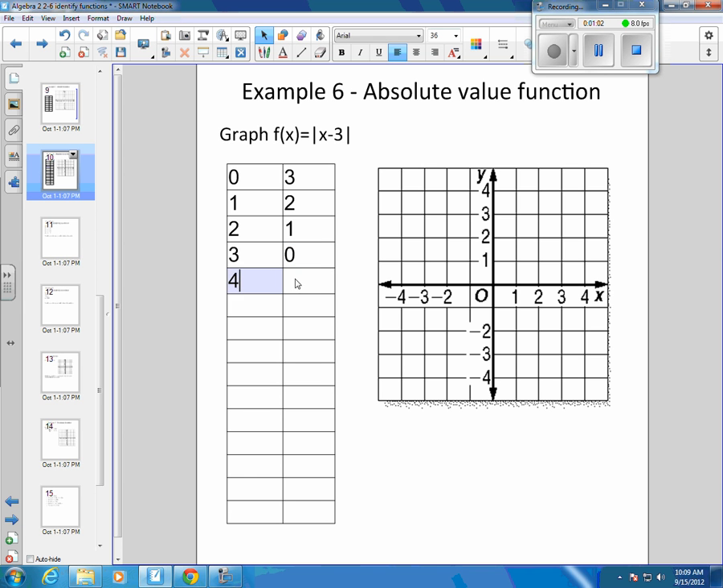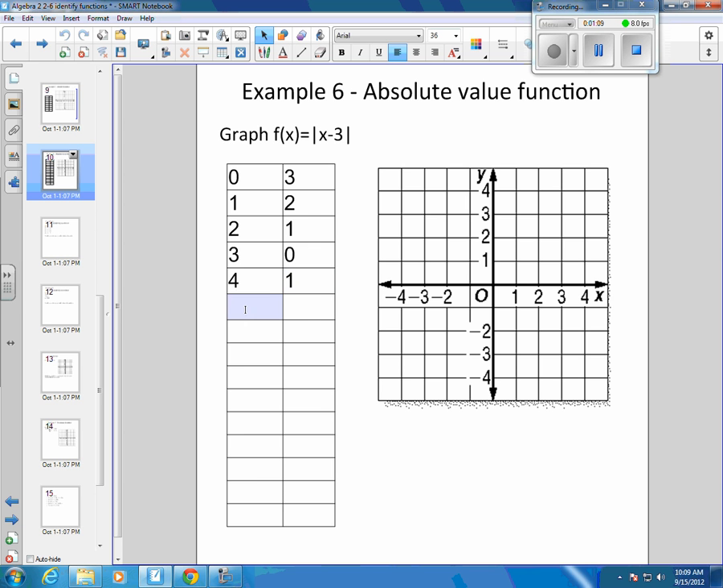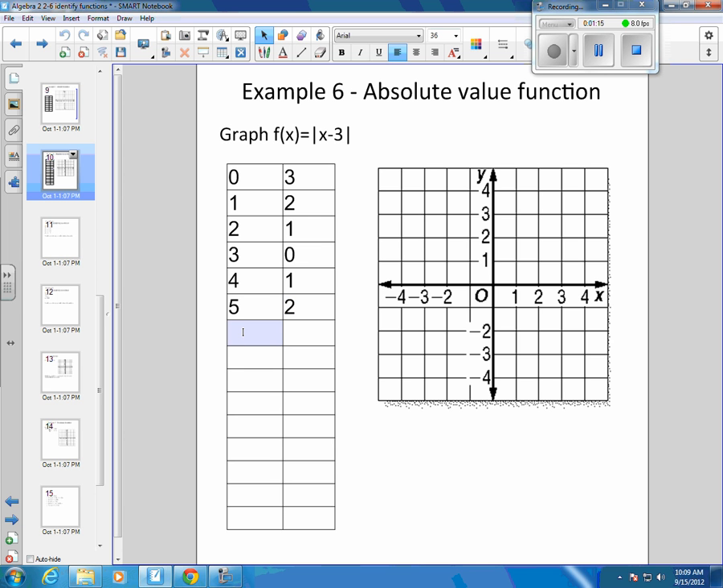Then I can go to 4. 4 minus 3 is 1. Absolute value of positive 1 is positive 1. 5. 5 minus 3 is 2. Absolute value of 2 is 2. And 6. 6 minus 3 is 3. Absolute value of 3 is 3. Then I'm going to grab my marker, and I'm going to graph these points.